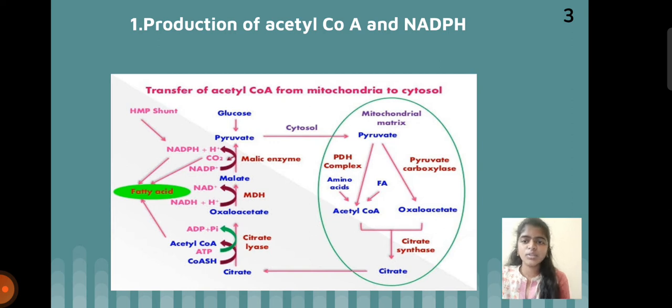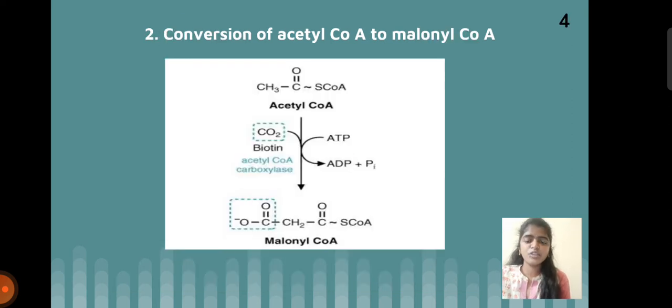Let's now discuss the second step, which is the conversion of acetyl-CoA to malonyl-CoA. Here the acetyl-CoA is converted into malonyl-CoA by the enzyme acetyl-CoA carboxylase. Regarding the energetics involved, ATP is converted to ADP plus Pi. The carbon dioxide is also involved over here.